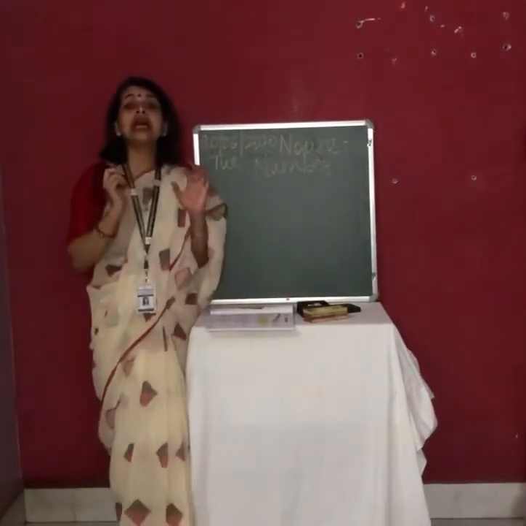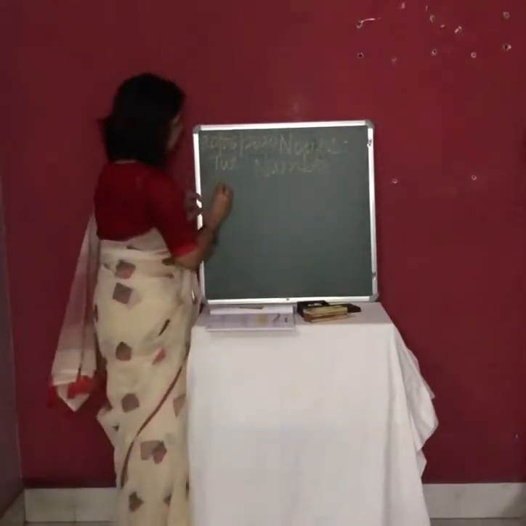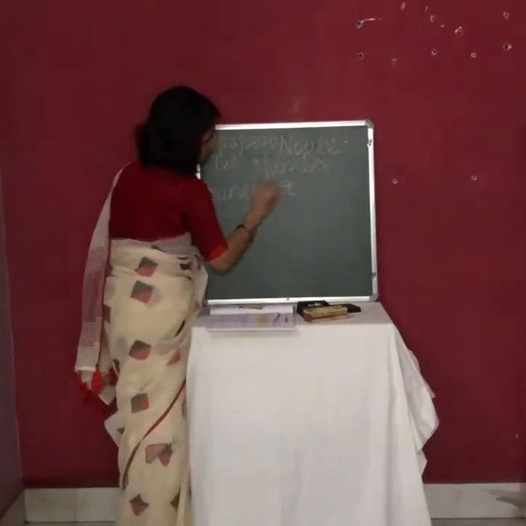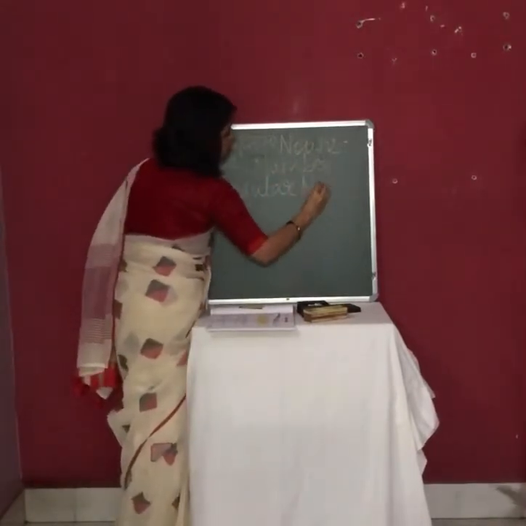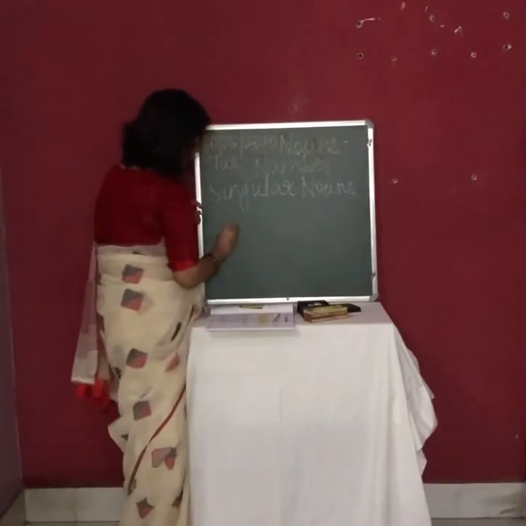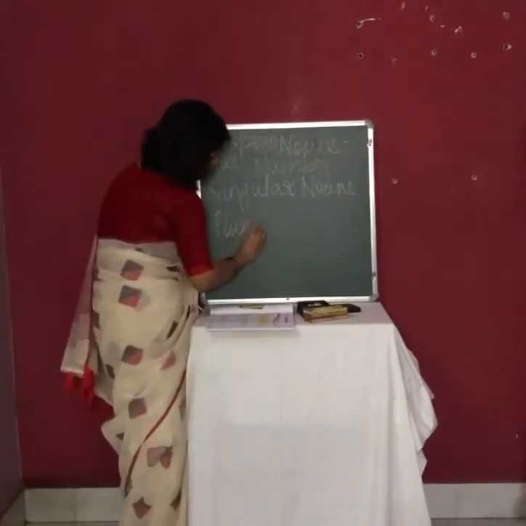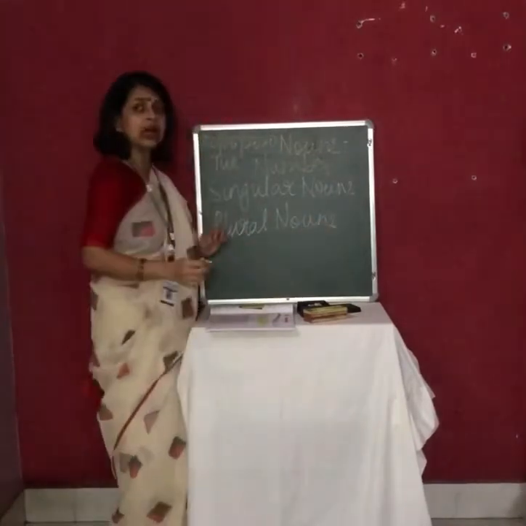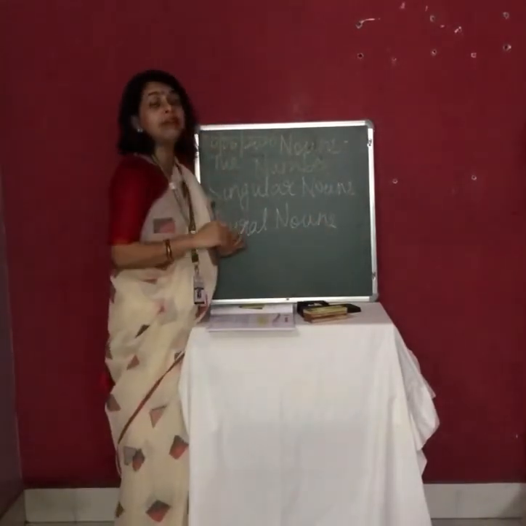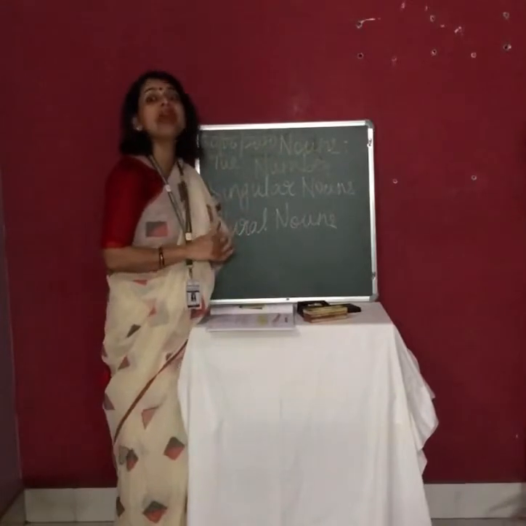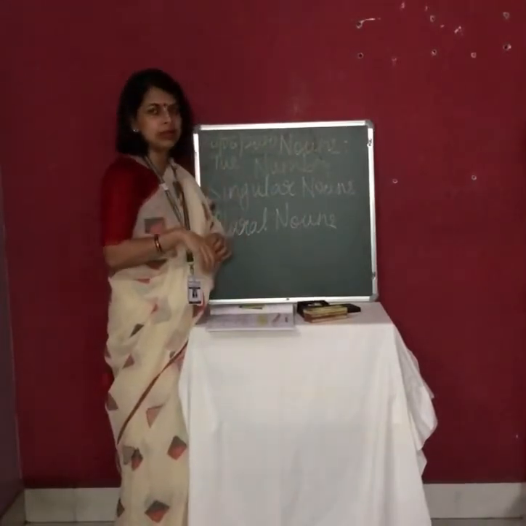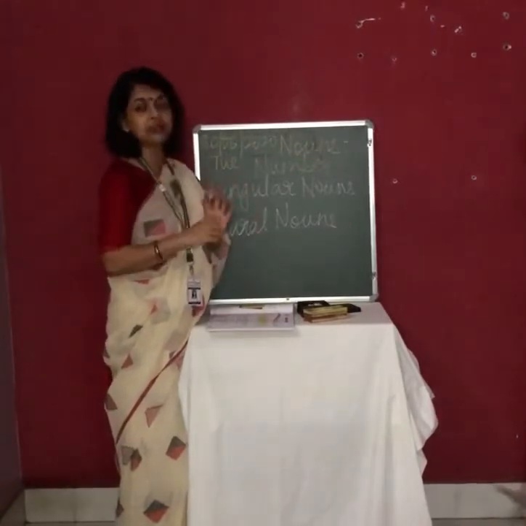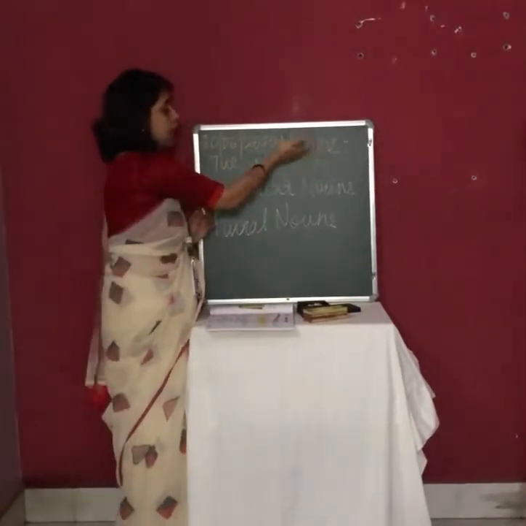Now, what is noun number? Noun number basically means singular nouns and plural nouns. Now, if you can recollect children, when we were in classes 1, 2, we had done something called one and many. That means shoe, shoes. Pencil, pencils. So this is called noun number.